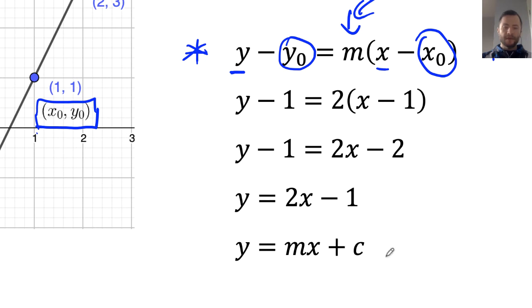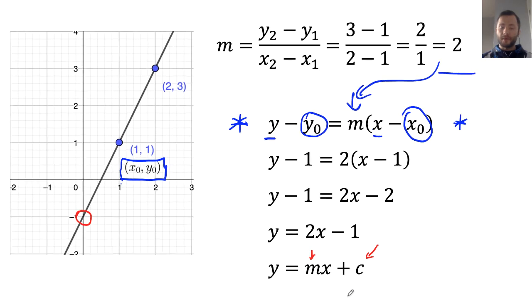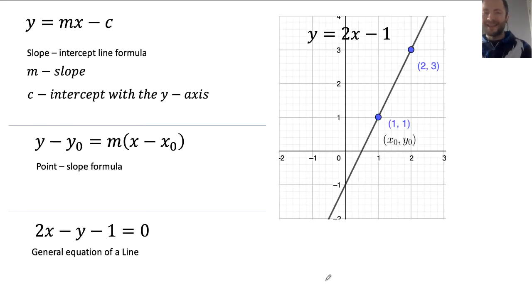In the slope intercept formula, I get two parameters of a given line. I'm going to get the slope of that line, and I'm also going to have the number c, which tells me the location along the y-axis where the line cuts through that axis. So for instance, in our case, that number c is equal to -1, and you can see that the line cuts the y-axis at the coordinate y equal to -1. So number c tells me where the line cuts through the y-axis, and that's why this is called the slope intercept formula.